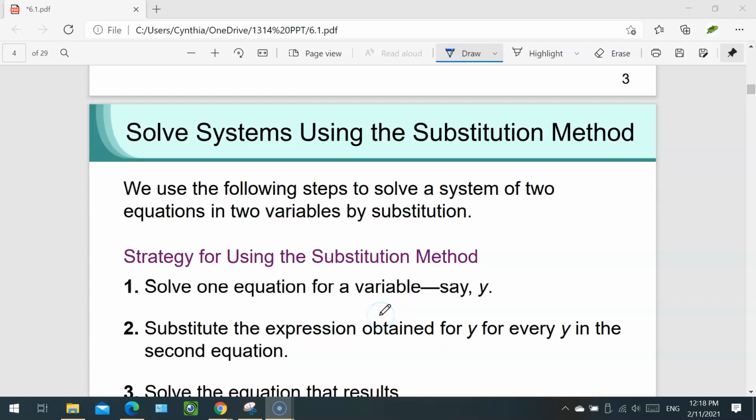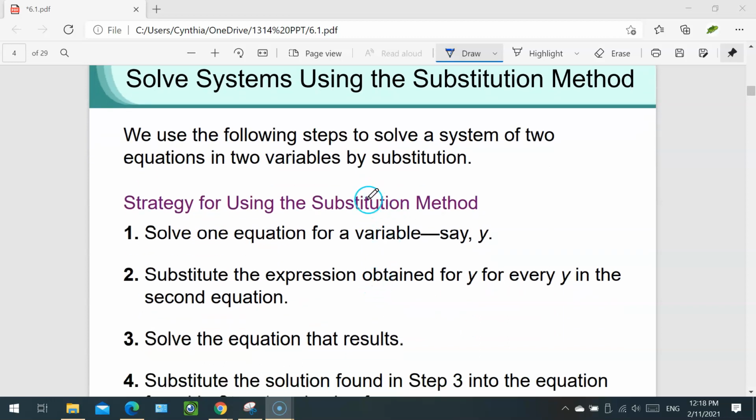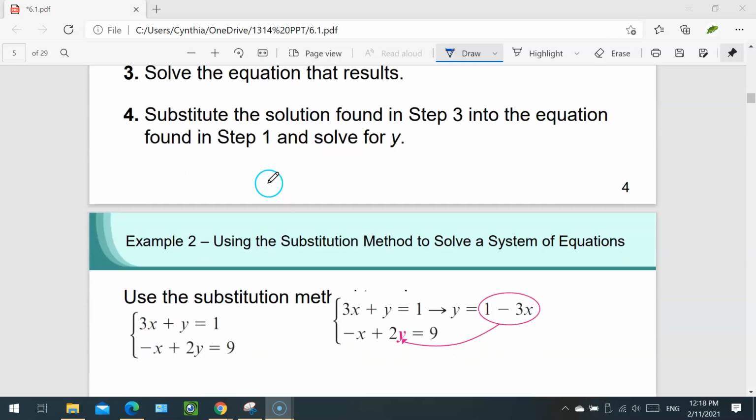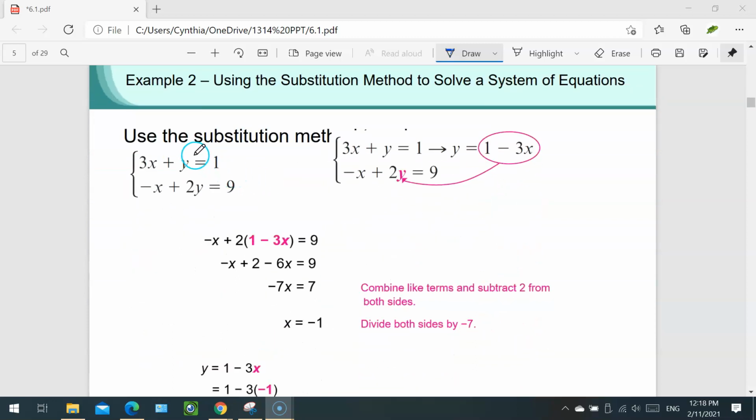So we start the first one using the substitution method. We look at the example here. We have 2 linear equations with 2 unknown variables. When you have 2 unknowns, you need 2 equations in order to solve it. When you have 3 unknowns, you need at least 3 equations to solve it. So this example gives us 3x plus y equal 1. Another equation has negative x plus 2y equal 9.